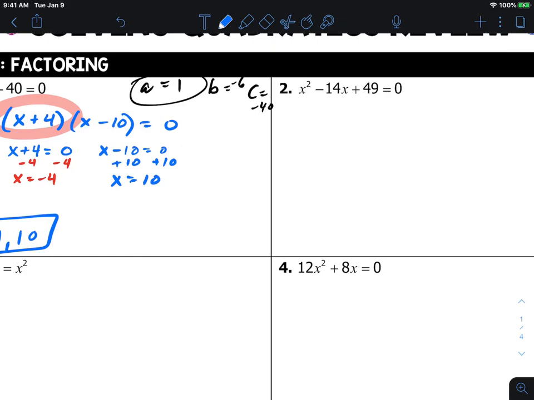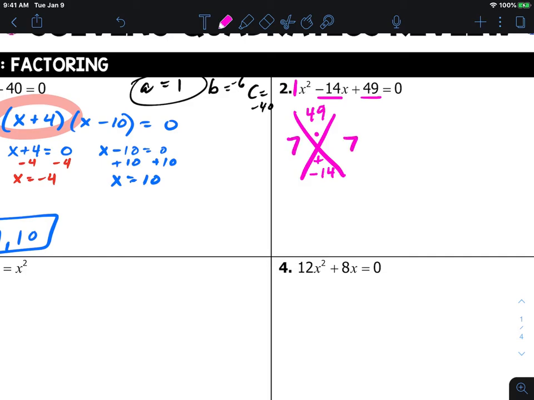All right, number 2. All right, so I can do this one a little bit quicker. I'm going to just write in the a is 1, b is -14, c is 49. Because a is 1, I'm going to go right to the diamond. A times c, 1 times 49, positive 49, with a sum of -14. Again, I could go to my factor list, but I remember 49 is 7 times 7.